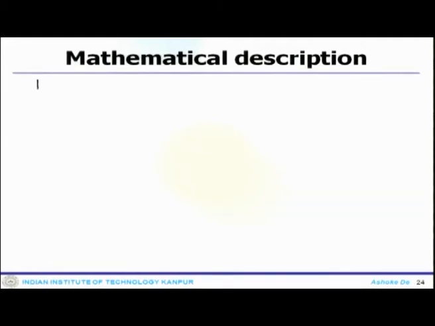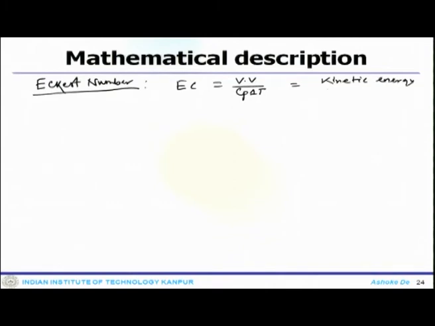So, this is another number which appears in the heat transfer problem, the Eckert number. That actually correlates the kinetic energy to the flow enthalpy. So, it is essentially the ratio of the kinetic energy to the flow enthalpy.